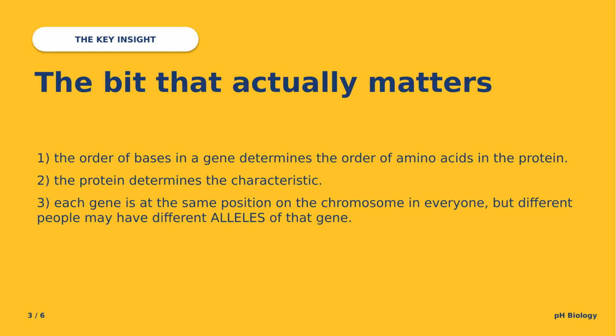3 things. 1. The order of bases in a gene determines the order of amino acids in the protein. 2. The protein determines the characteristic. 3. Each gene is at the same position on the chromosome in everyone, but different people may have different alleles of that gene.